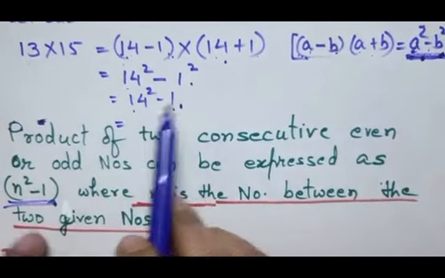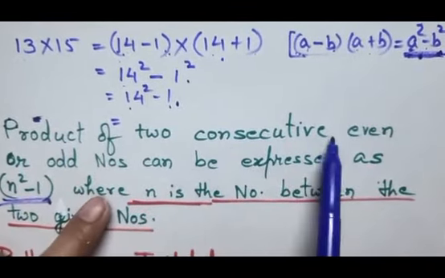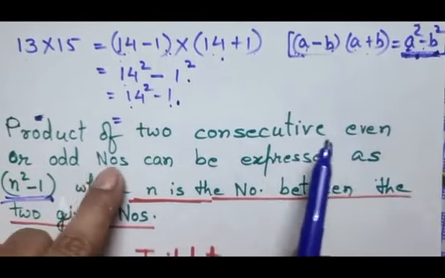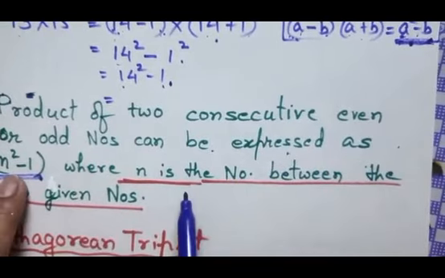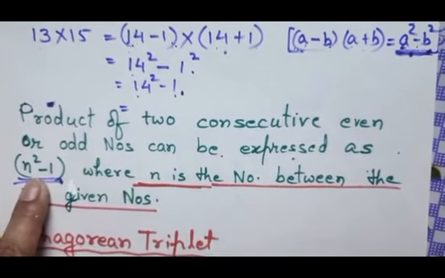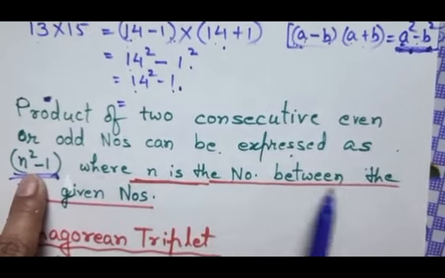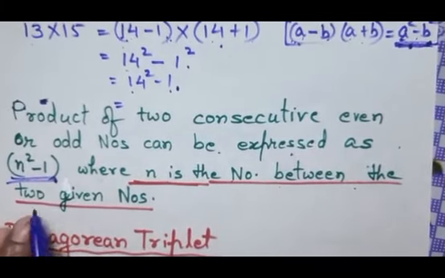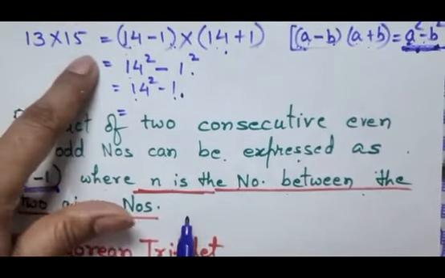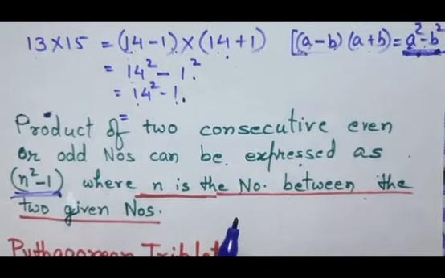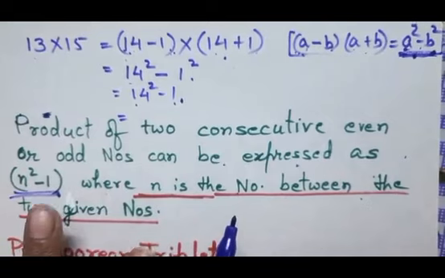It concludes that the product of two consecutive even or odd numbers can be expressed as n square minus 1, where n is the number between the two given numbers. This way you can find out the product in between any two even numbers also.